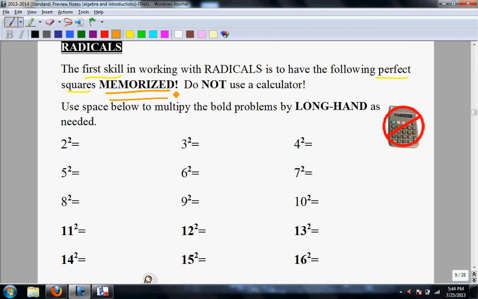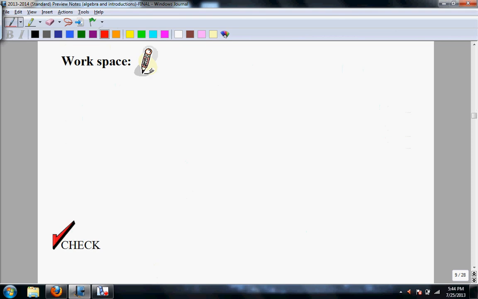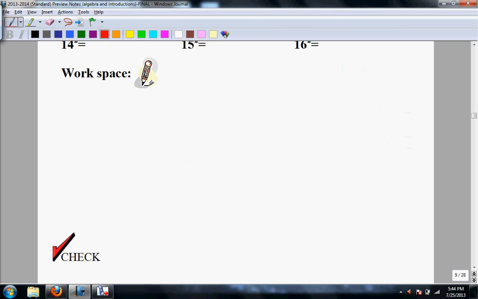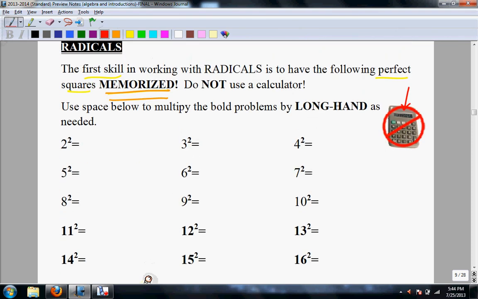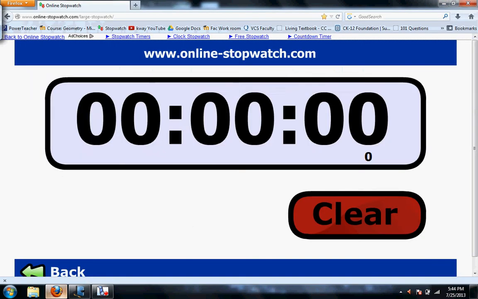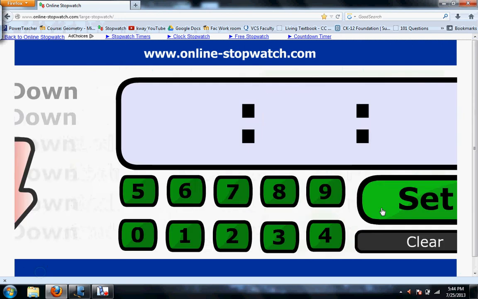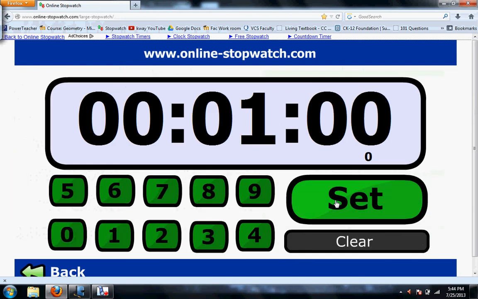So I want you to figure all of these out. Some of these you know. You may not use a calculator. Go ahead and use the space below if you don't know these by heart. Please do not cheat. Do not use a calculator. I'd like you to do the perfect squares. Please go. I'm going to give you a minute to try to do these.